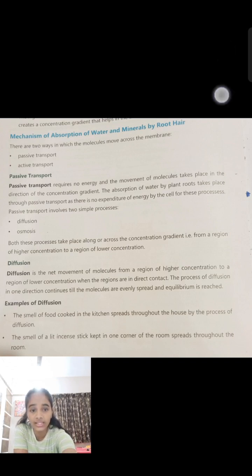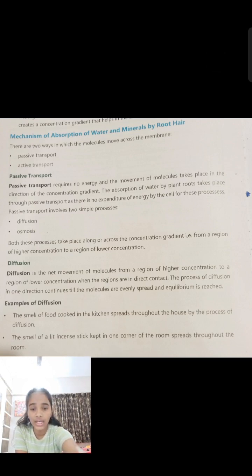The answer is both these processes, diffusion and osmosis, take place along or across the concentration gradient, that is from a region of higher concentration to a region of lower concentration.